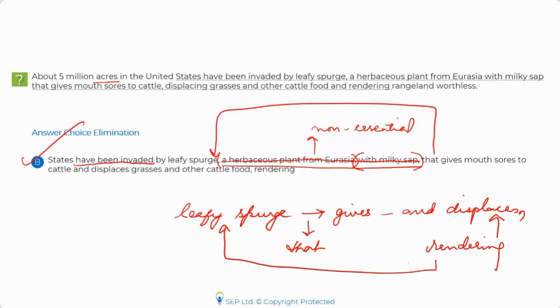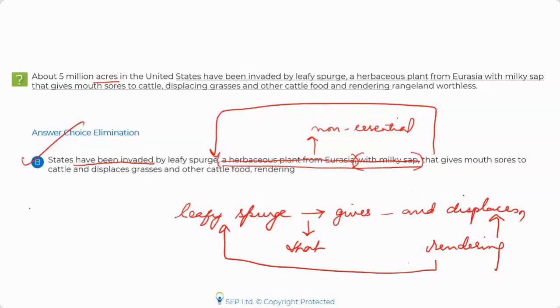In this case, there is no confusion. There is nothing in between. Gives mouth sores and displaces. All right? Great. Wonderful. Sudeep, a relative pronoun clause will always have a verb after that and who and when. So, Sudeep, I don't understand whether... Okay, let's look at this.